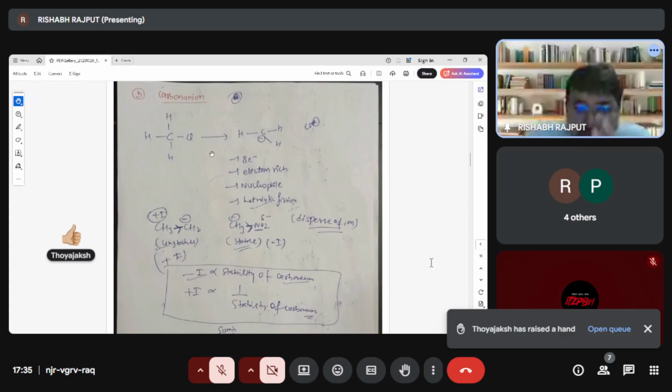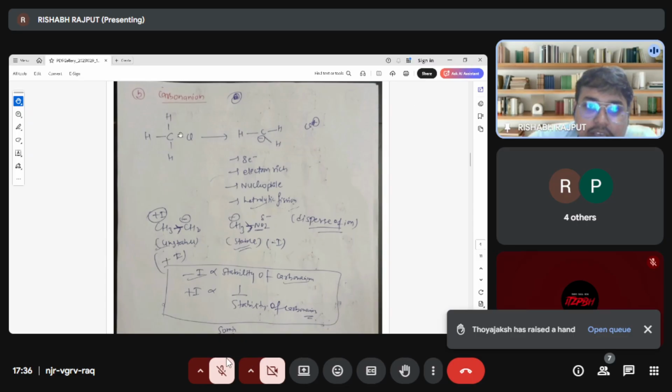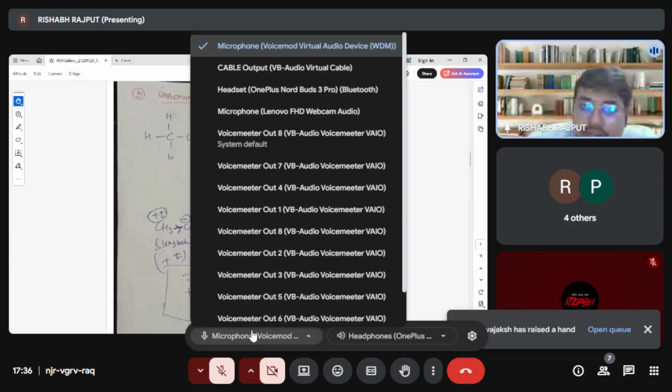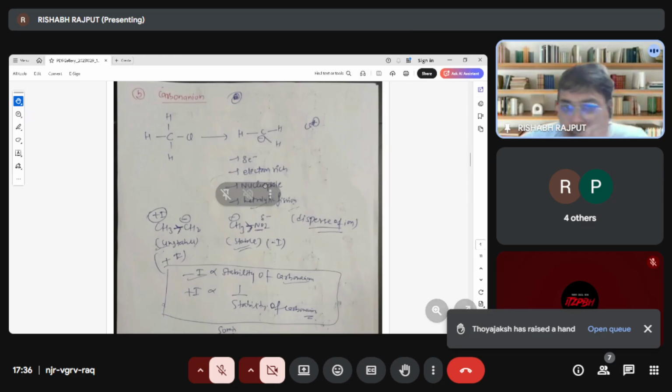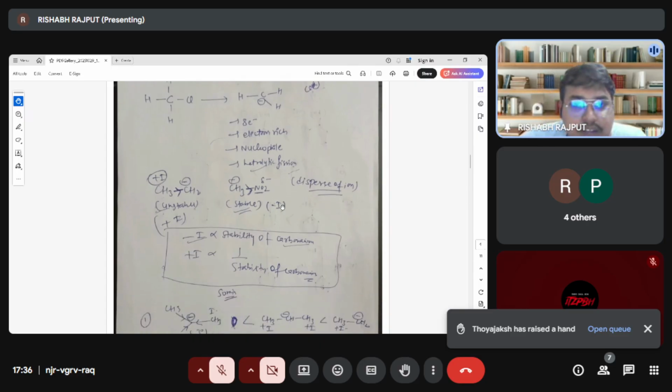So see guys, between the carbon and chlorine, electrons are there. So here carbon will take this electron, so it will get the negative charge, and chlorine will get the positive charge, because carbon is taking both electrons. So if you count the number of electrons here, 2, 4, 6, and these two electrons, both taken by carbon. So that is why the total number of electrons here is 8. And here this carbon is electron rich, and we can also say it is a nucleophile, and here also it is a heterolytic fission.